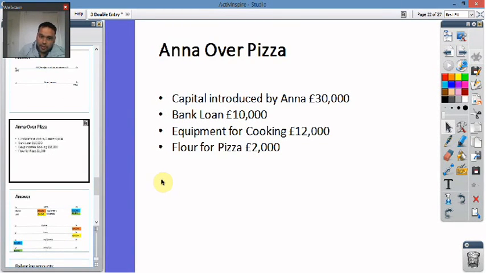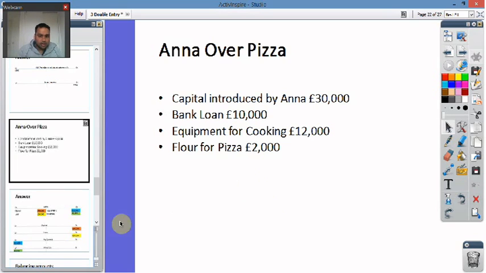We're looking at an example of pizza now. What I'd like you to do now is stop the video and have a go at this yourself. Capital was introduced by Anna, £30,000. A bank loan was taken out, £10,000. Cooking equipment was bought for £12,000. Flour for pizza was bought for £2,000. What do you think the accounting entries would look like for this? Stop the video here and have a go at this for yourself.